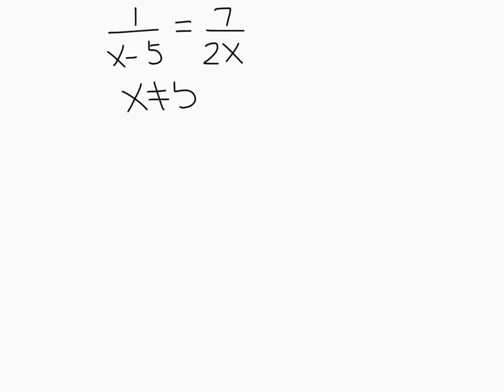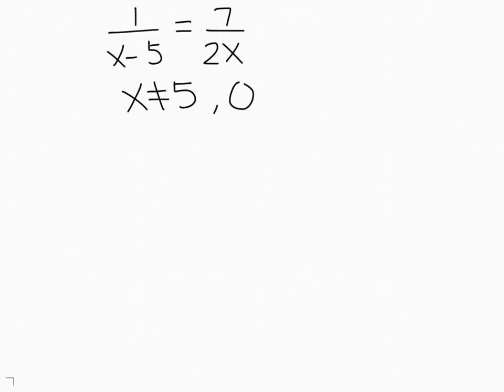Question number 10. 1 over x minus 5 equals 7 over 2x. You have a fraction equals a fraction. Don't forget to set your restrictions. Here we have x cannot equal 5, nor can it be 0. If you plug these two numbers in, you make either denominator equal to 0, which is a big no-no.